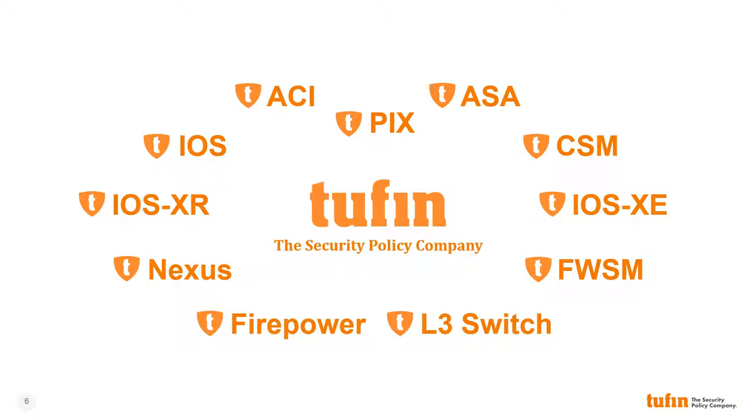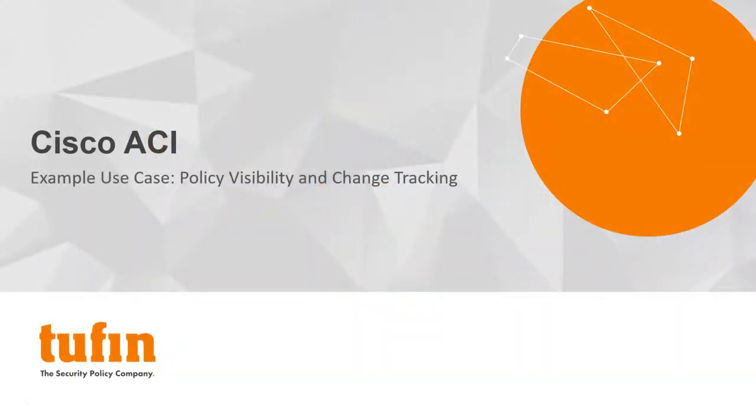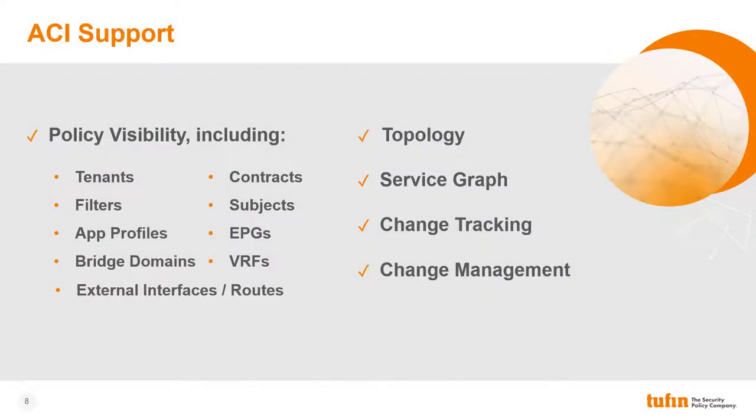Let's take a look at some of our most popular supported Cisco products by walking through some common use cases for the Tufin Orchestration Suite. We'll start by exploring Tufin's support for Cisco ACI and the use case of providing granular policy visibility and change tracking over time. Tufin provides the most extensive ACI security policy visibility of any security policy management solution.